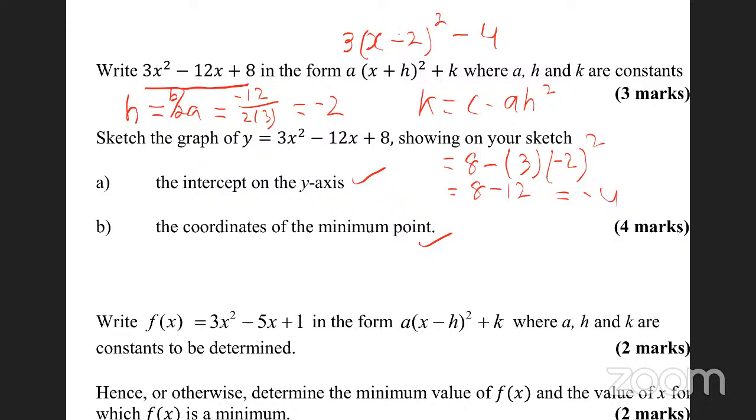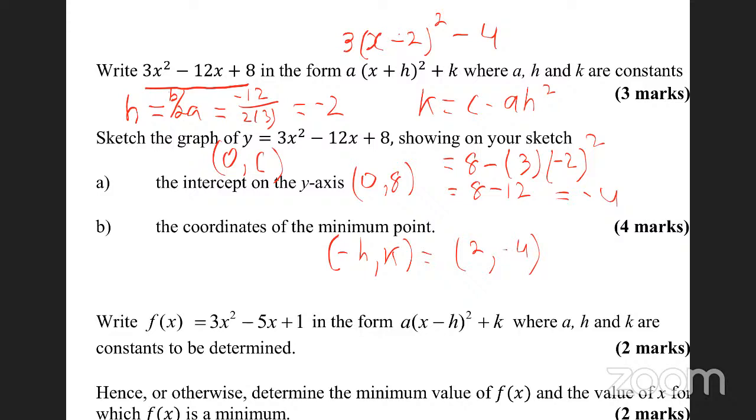What about the y-intercept? How do we find the y-intercept? The y-intercept is always what? Look at the summary quick and tell me what the y-intercept is. The y-intercept is always 0, C. And C in this case is 8. All right, so it's 0, 8. What about the coordinates at the minimum point? What's the coordinates at the minimum point, Bradley? Always what? Minus H and K. Very good. So that'll be what? Positive 2, minus 4. Right?